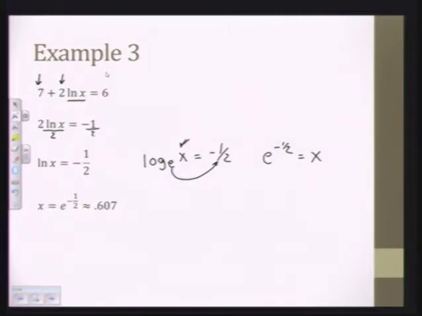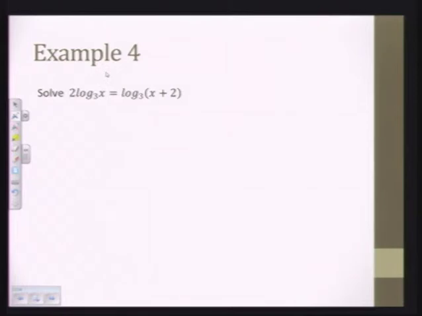And now it's just a matter of going to the TI-83 or 84 calculator, which we've done in the past, and hitting the second and natural log button to get e, and then put in negative 1/2 or negative 0.5, and you'll get 0.067 as your answer to this equation. And then we've got one more example to look at.